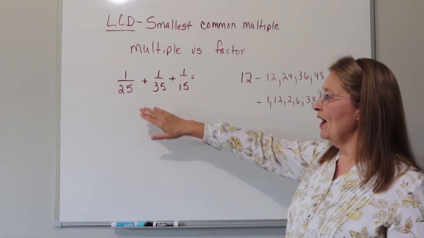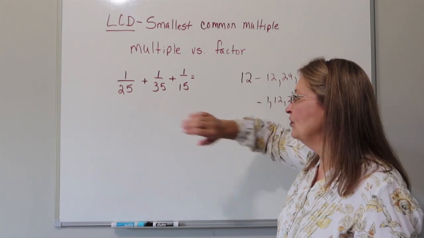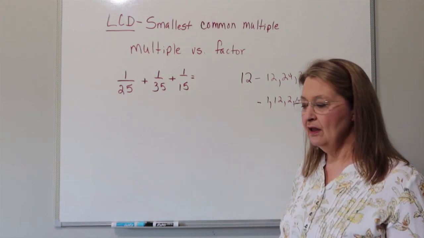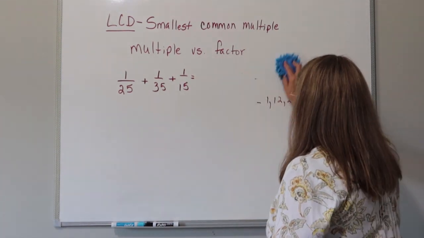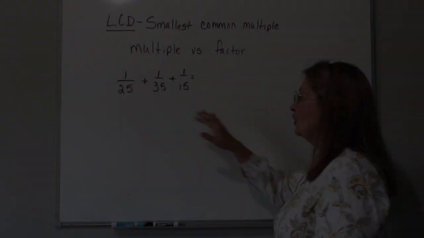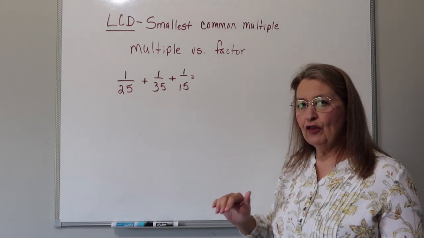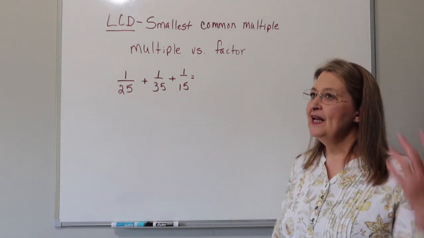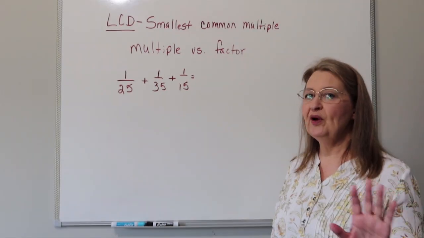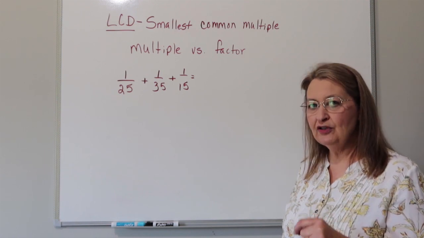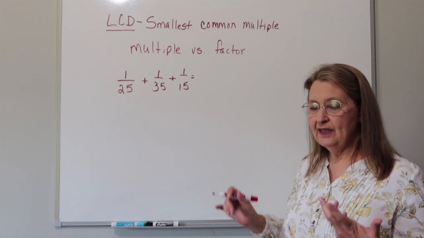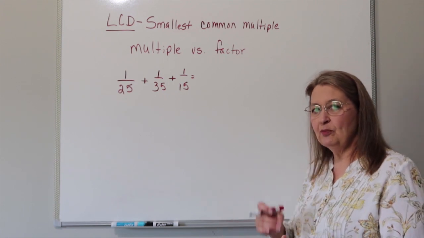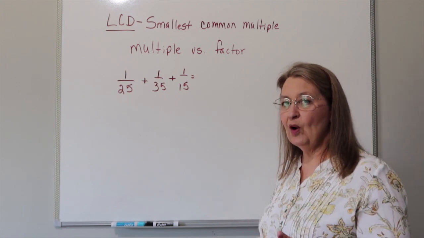So let's just look at this problem right here. If I want to add 1/25th and 1/35th and 1/15th, the process for doing this, I need to find the lowest number that all three of these will go into. Now, several different ways you can do this, but I'm going to show you the technical way. Factor each one of these into prime factorization. That means break it down into nothing but prime numbers.